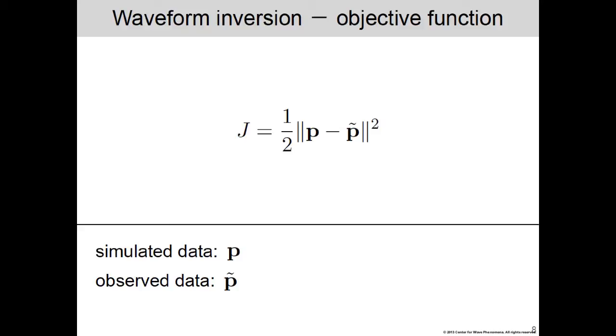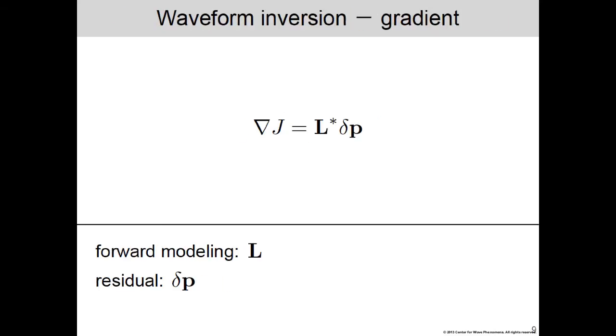So let's move on to a more complicated example. In conventional waveform inversion, our goal is to find the model that minimizes this objective function, which is the scaled norm of the difference between simulated data p and observed data p tilde. Because of the large number of unknowns that we need to invert for in waveform inversion, it's not practical to completely map the objective function like I did for the simple example.